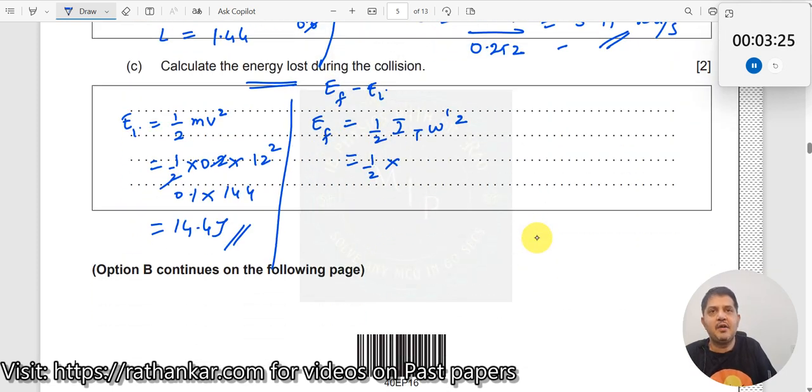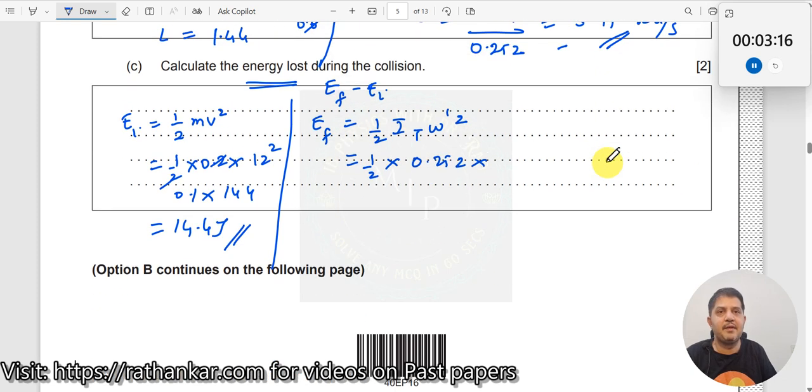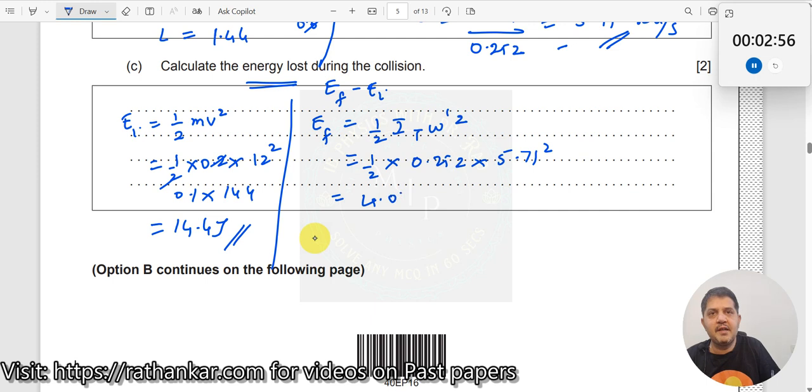So half into 0.252. And what is omega dash? The final angular velocity, which is 5.71. So this is 5.71 square. When I do this, how much do I get? Let us calculate that also. So I get 5.71 star 5.71 star 0.25 divided by 2 will be equal to 4.078. 4.078 joules energy, right? Joules over here.